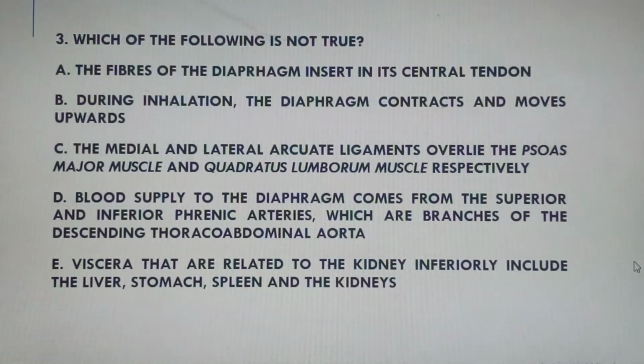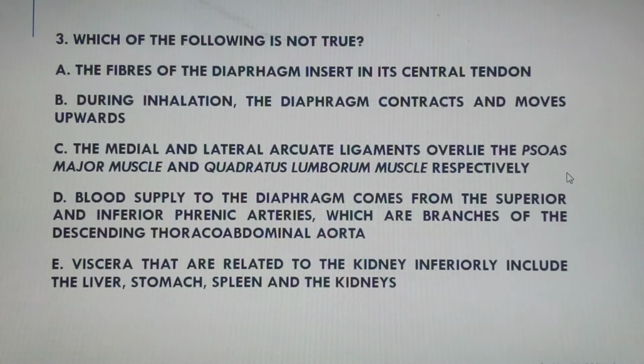Option B said during inhalation, the diaphragm contracts and moves upwards. Now, during inhalation, it's true that the dome shape of the diaphragm contracts and assumes a flat shape, but it doesn't move upwards. It actually moves down. The reason is that it has to move down so that the thoracic cavity has enough room for more air to come in. I'll show you. So that's actually a wrong statement.